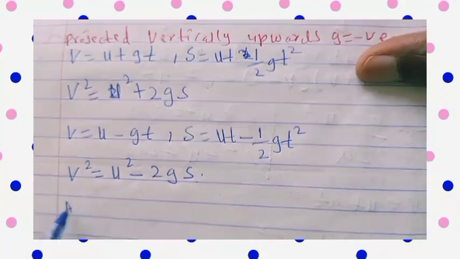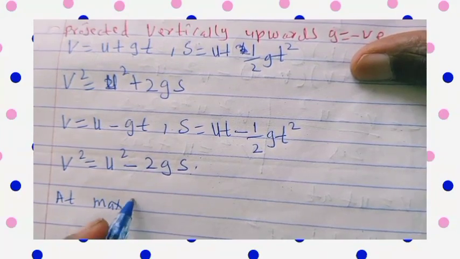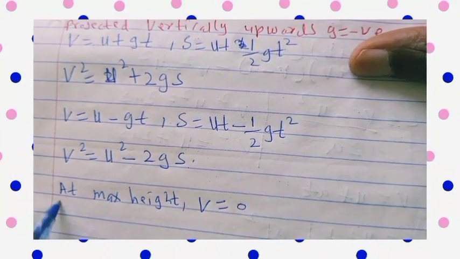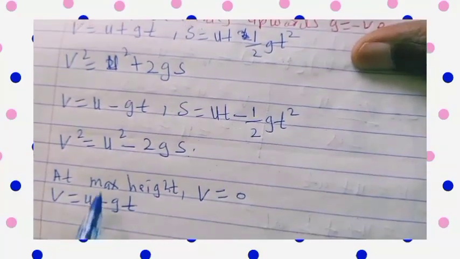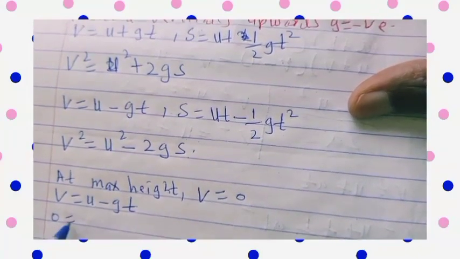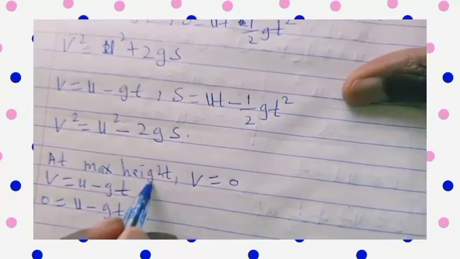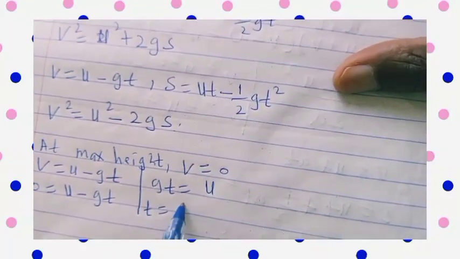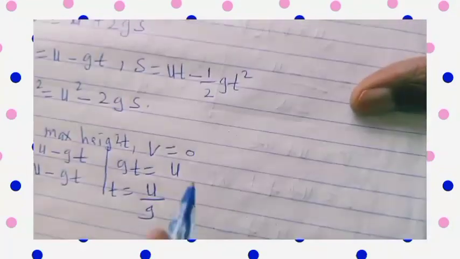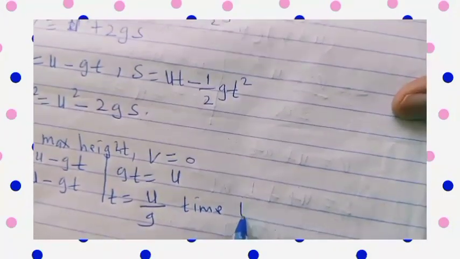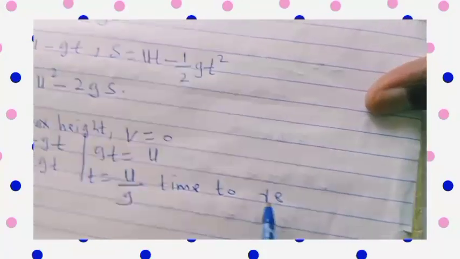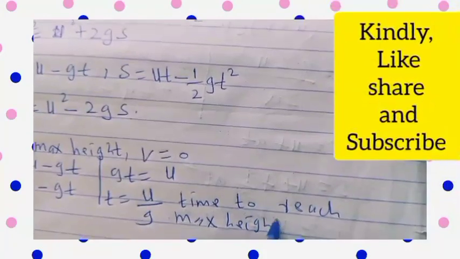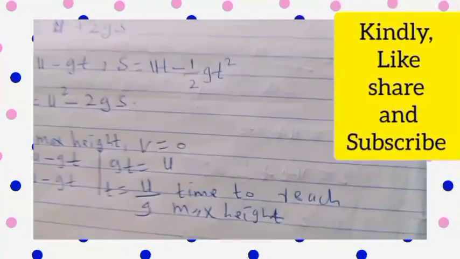Now for a body projected vertically upwards at maximum height, final velocity v will be equal to 0. So v is equal to u minus gt. At maximum height, final velocity is 0. So 0 is equal to u minus gt. From here, gt is equal to u. Our t is equal to u over g. This is the time taken to reach maximum height.